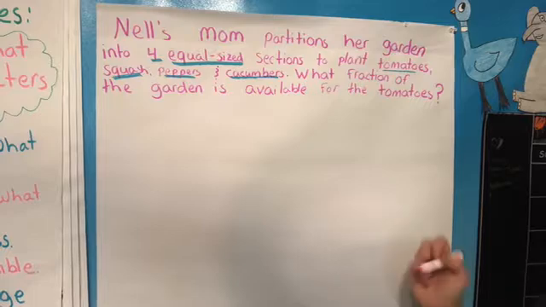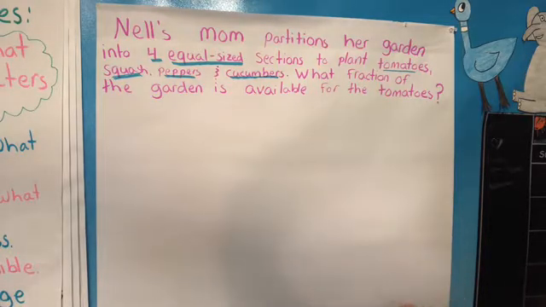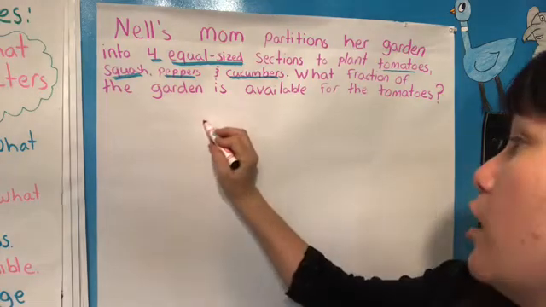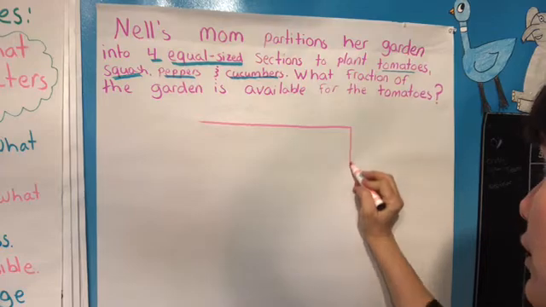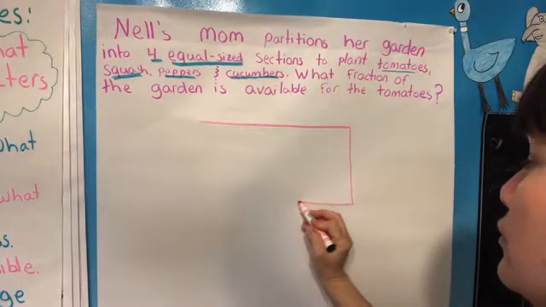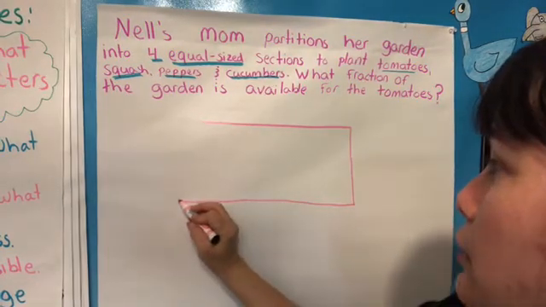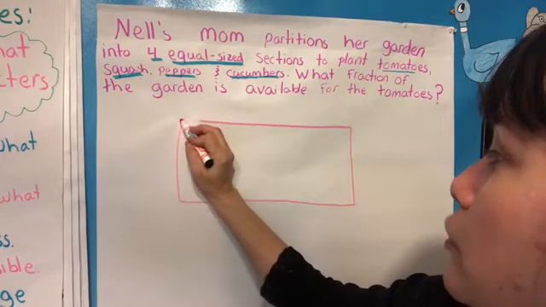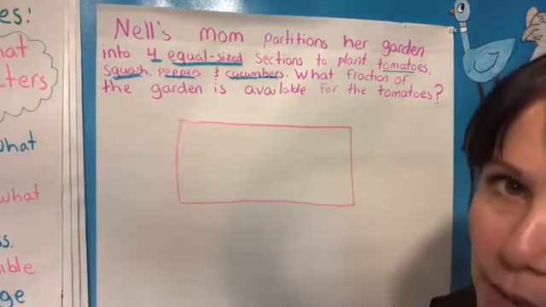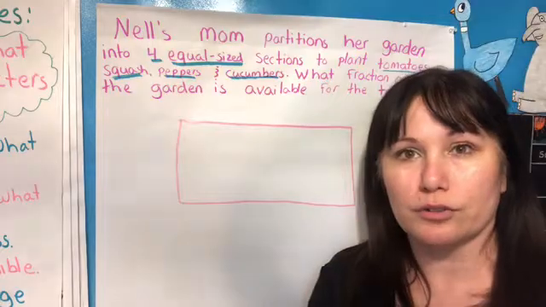Okay, I'm going to go ahead and solve this problem, and you can check your work based on my solving. So I'm going to right away draw Nell's mom's garden. And I'm going to do that in a rectangle. I've often seen gardens in rectangles. I myself don't have a garden because I'm not, oh my God, my face is very close.